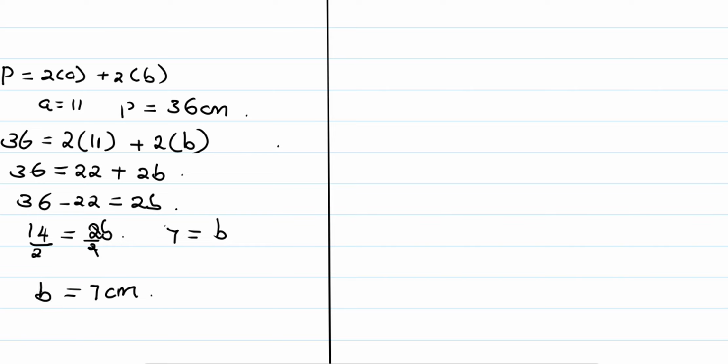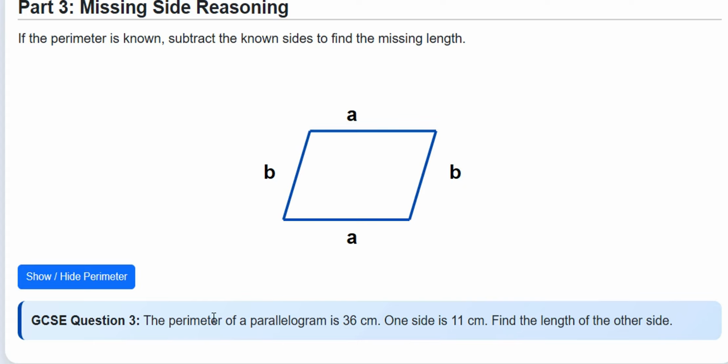That's how we find the missing side of the perimeter when we are given the total perimeter and then we are given one side. So if you take this side is 7, this one is also 7, so it will be 7 plus 7, which is 14. Then this one is 11, so 11 plus 11, which is 22. 22 plus 14 is 36. So that's how we find the perimeter of a parallelogram.